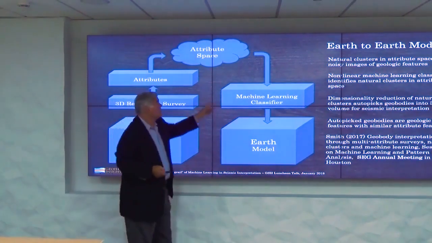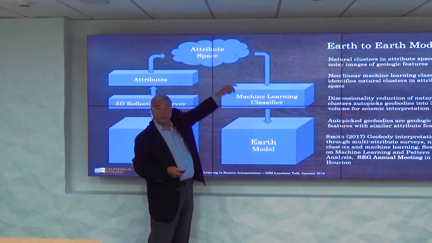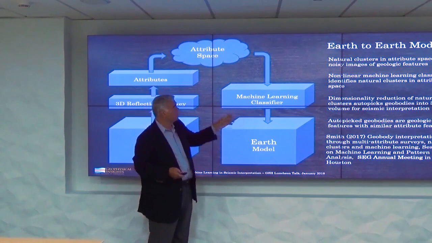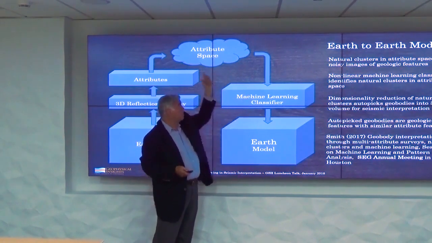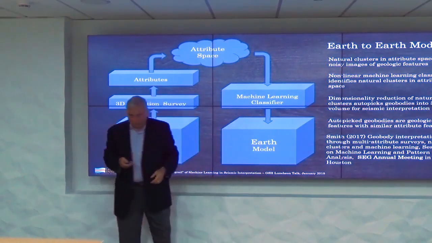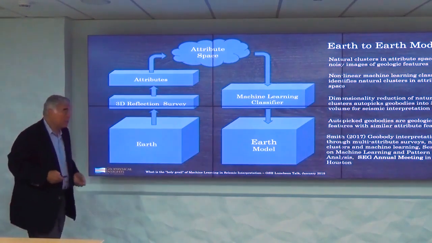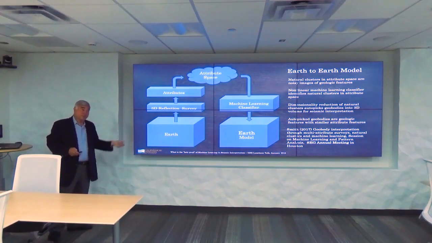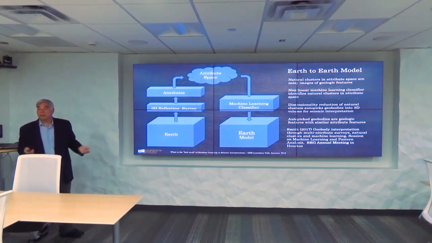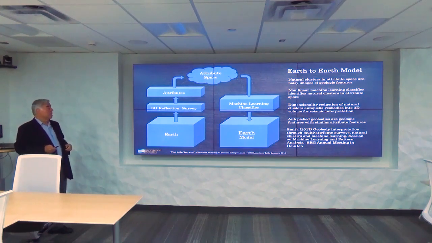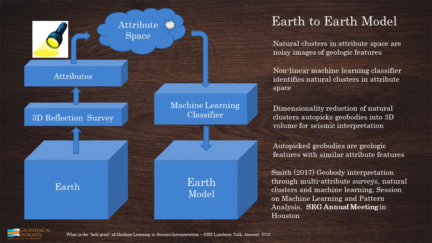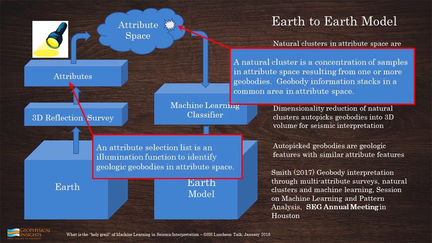The process of machine learning is to analyze this information in attribute space, looking for centers of concentrations, natural clusters of information, and identifying where they are in attribute space. Then the results take us back into a model of the Earth, which fundamentally depends upon the geology, but it also depends upon which attributes. So you can't make a silk purse out of a sow's ear, as the old example goes. If you're looking for faults, you don't use attributes that are really there for continuous things. It's all a combination.